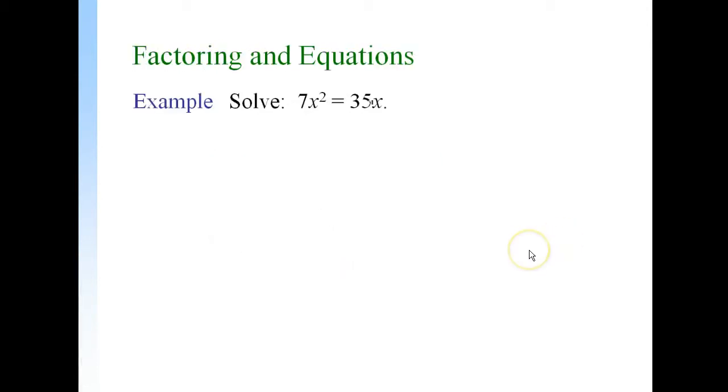Okay, now let's get back to using factoring to solve equations. Again, we're looking for zeros. So our first thing is we're going to put this in standard form. Transpose that and equal it to 0. Now, what can I factor out of these two terms? A 7x. And I get an x minus 5.